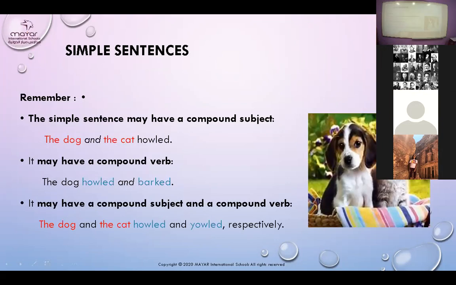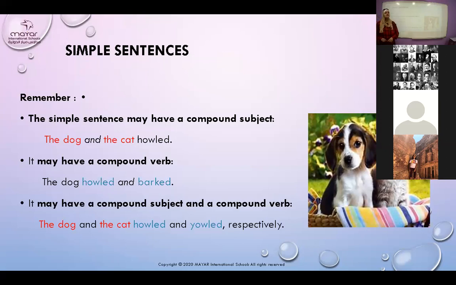Let's move to another simple sentence. Look at this one. The dog and the cat howled. Now here, how many subjects do we have? Two. What are they? The dog and the cat. Who can read the sentence? The dog and the cat howled.